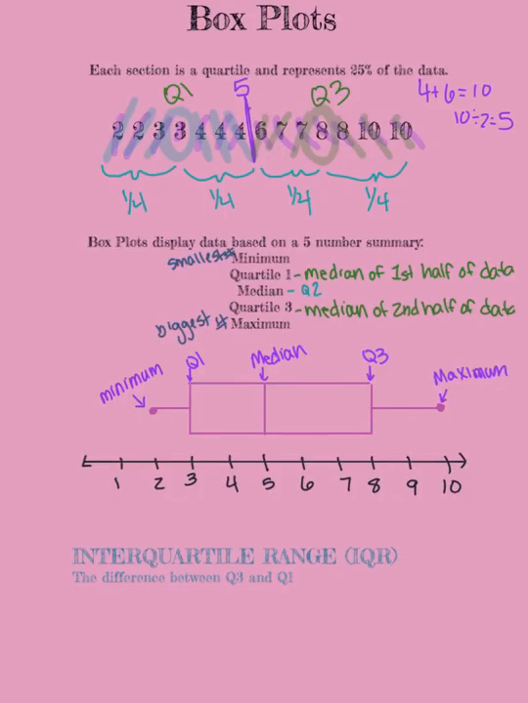We also have something called the interquartile range. That's the difference between quartile 3 and quartile 1, which we can abbreviate with Q3 minus Q1. So in this case, my interquartile range would be quartile 3 minus quartile 1. Well, quartile 3 was 8 and quartile 1 was 3. So that's going to be 5. So my IQR, which is interquartile range, is 5.